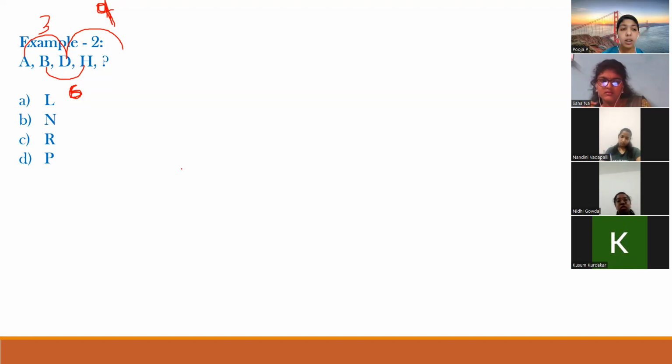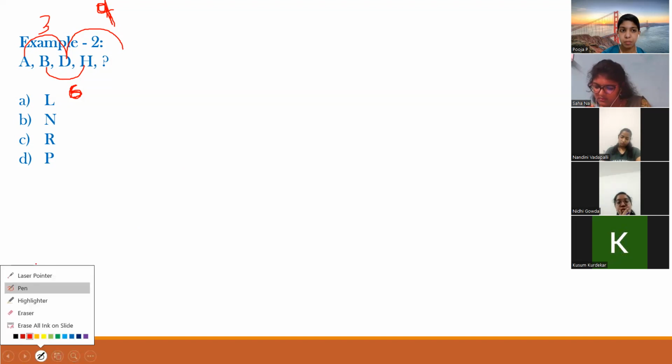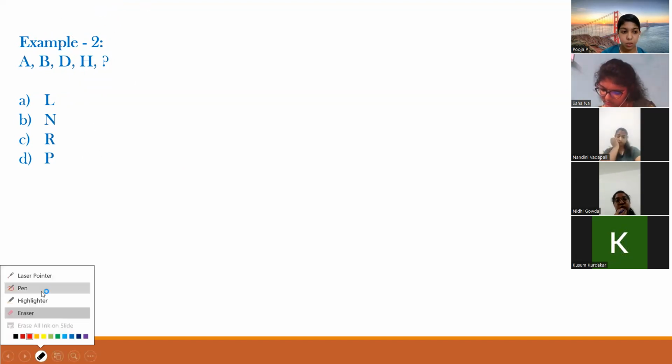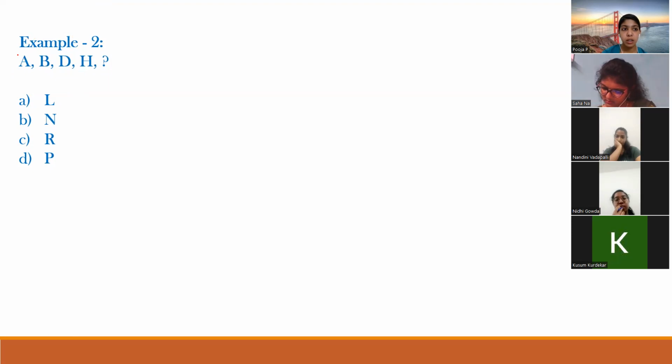Ma'am, if we count plus 8, then P comes. But if we count plus 9, then it is Q. Here, the series is completely different. Yeah. So what happens over here? They've considered the numbering for the letters.